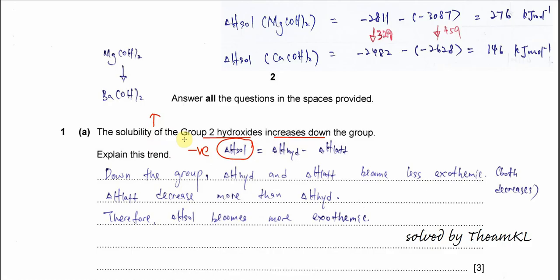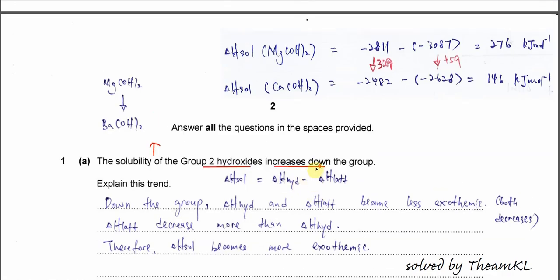In this question, since the statement is already given, you need to explain why it becomes more exothermic down the group, because more exothermic means more soluble. Therefore, you need to use two enthalpies to relate to the enthalpy change of solution, which are the hydration enthalpy and the lattice energy. And you need to mention the difference between them.